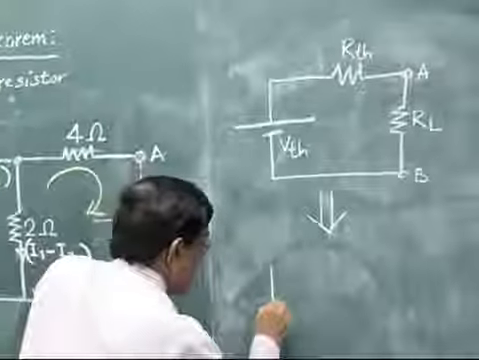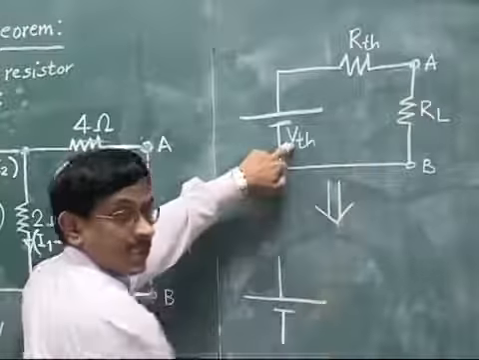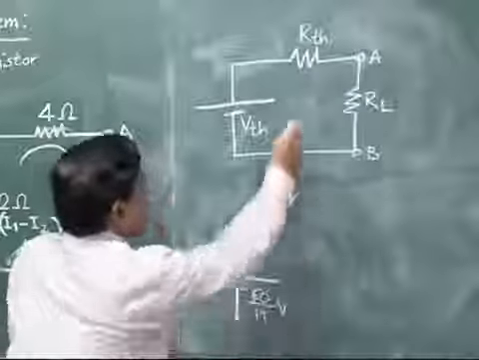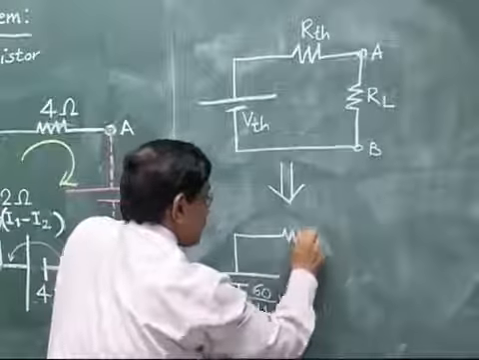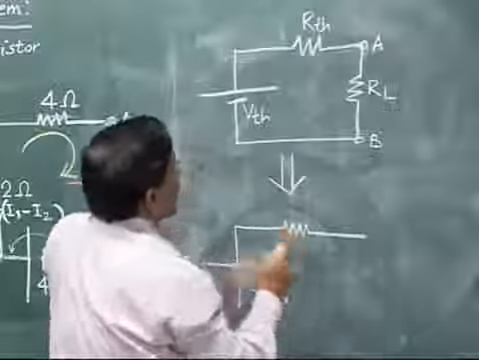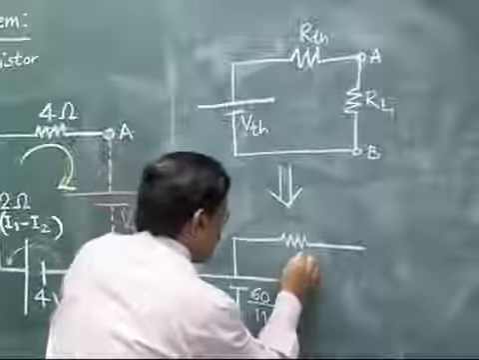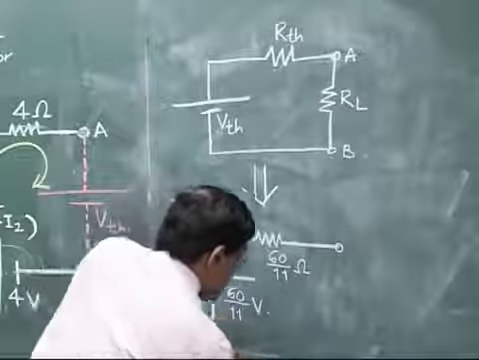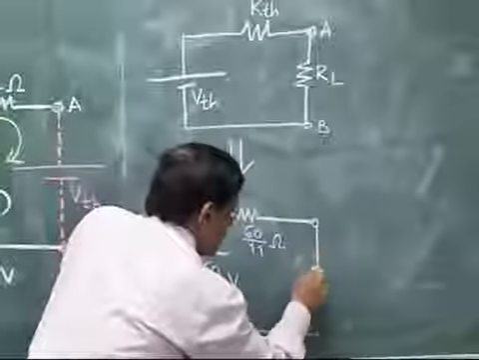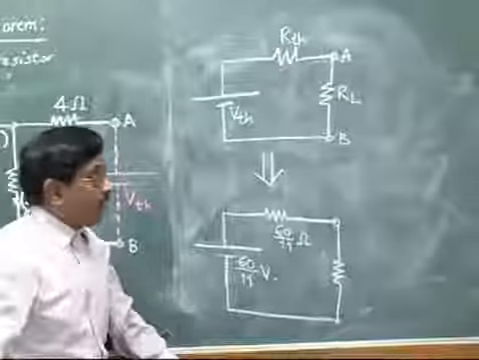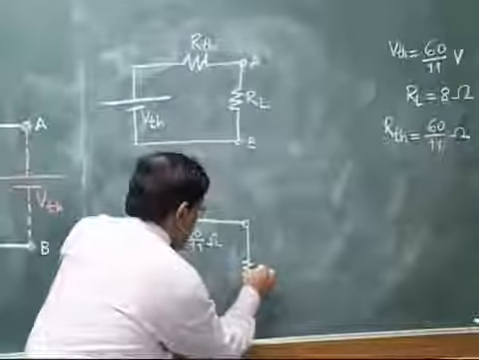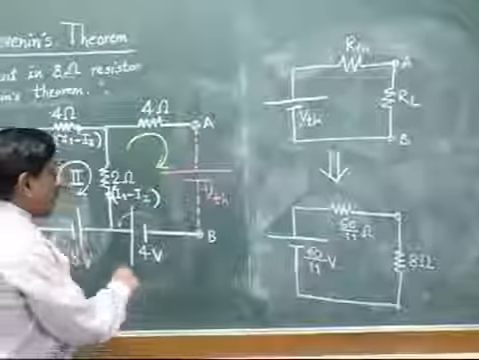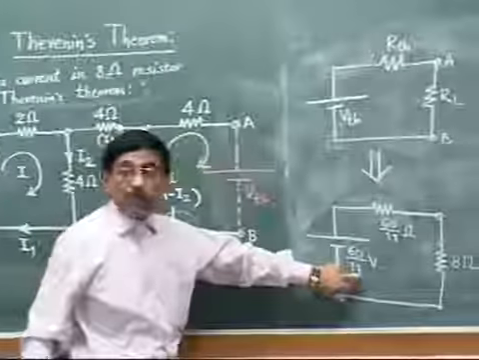A battery source VTH, but this value we have calculated as 60 by 11 volt. So I will write here 60 by 11 volt. Then a series resistance RTH, but this value we have calculated, it is 60 by 11 ohm. And across these 2 points A and B, it is our load resistance, which is already mentioned in the problem, that is our 8 ohm. So 8 ohm here. Okay, Thevenin said that you can convert any such circuit in this particular form finally.